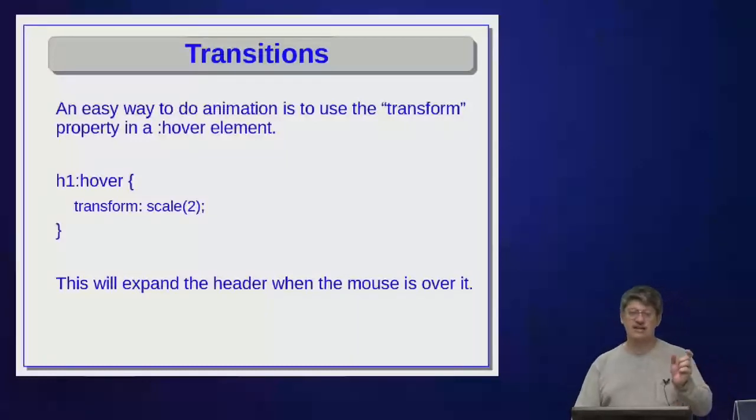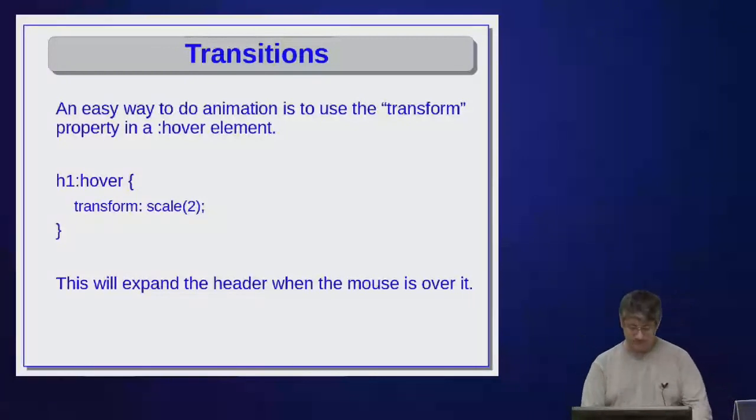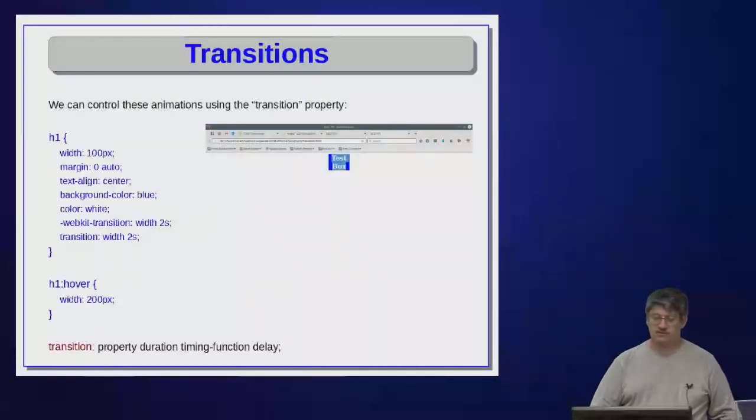So here I've got an h1 tag, and it's going to apply this transform property only when the mouse is over the box. And in this case, I'm going to transform it by scaling it by a factor of 2 in all dimensions. So it's going to be twice as wide and twice as tall, but only when I put the mouse over it. So it looks kind of like that.